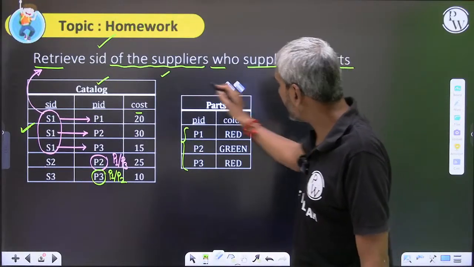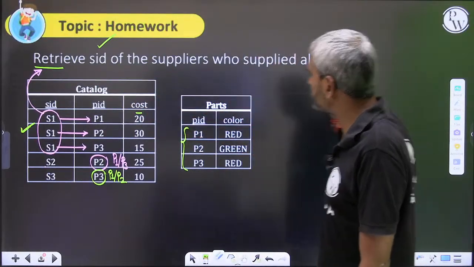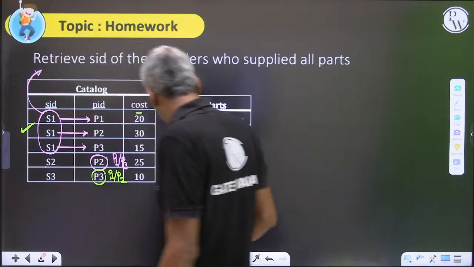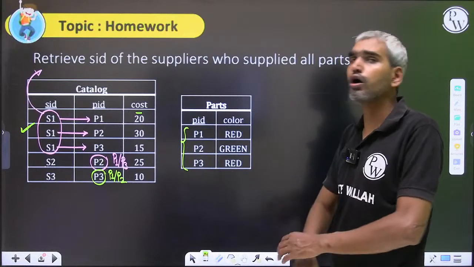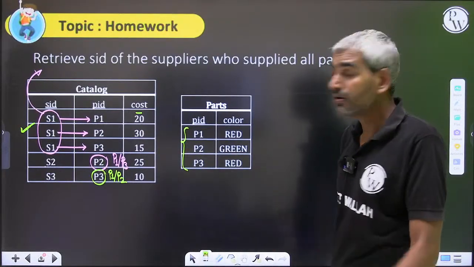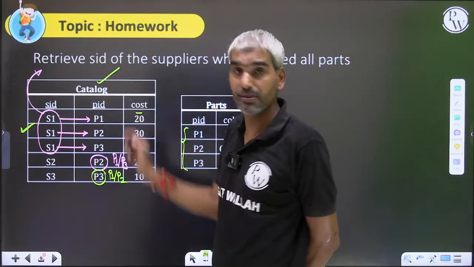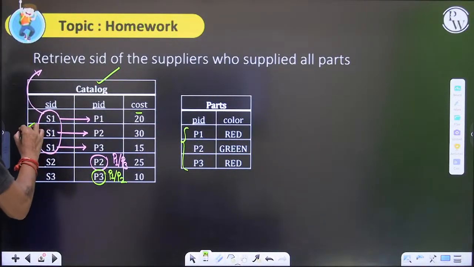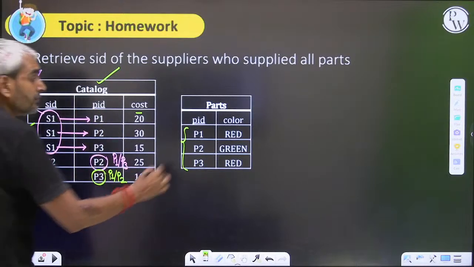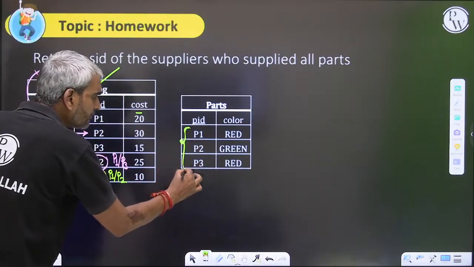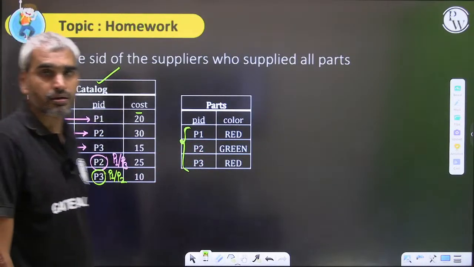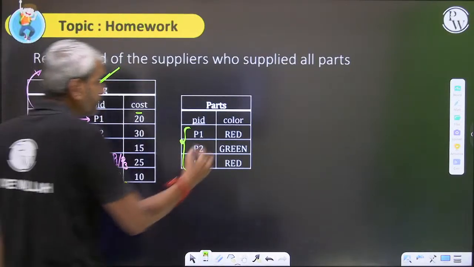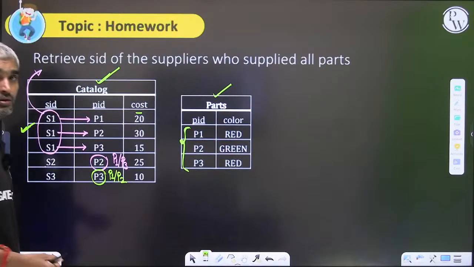Clear? Now, if I ask you how exactly you will retrieve the SIDs of the suppliers who have supplied all parts, then ultimately we are looking for the SIDs in the Catalog table which are associated with all the PIDs of the Parts table. Getting the idea? So there are two important things in the Catalog table and only one important thing in the Parts table. What are they?